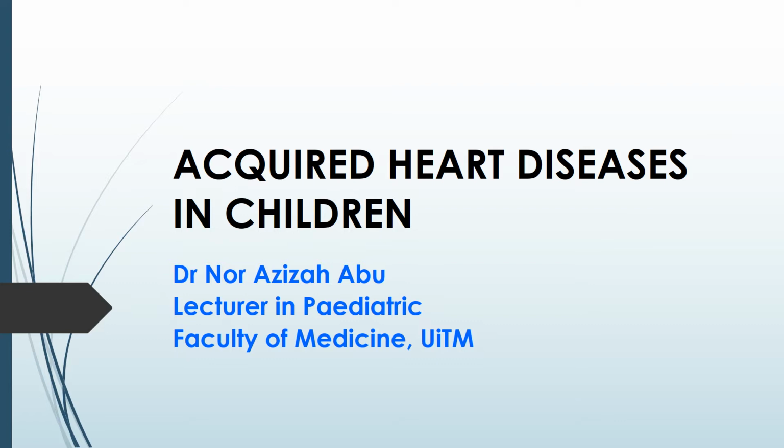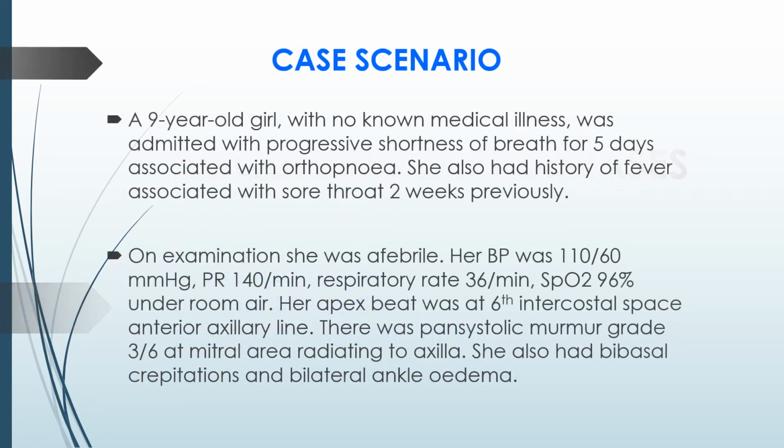This is a lecture on acquired heart diseases in children. Let's start with a case scenario. A 9-year-old girl, with no known medical illness, was admitted with progressive shortness of breath for 5 days associated with orthopnea. She also had history of fever associated with sore throat 2 weeks previously.